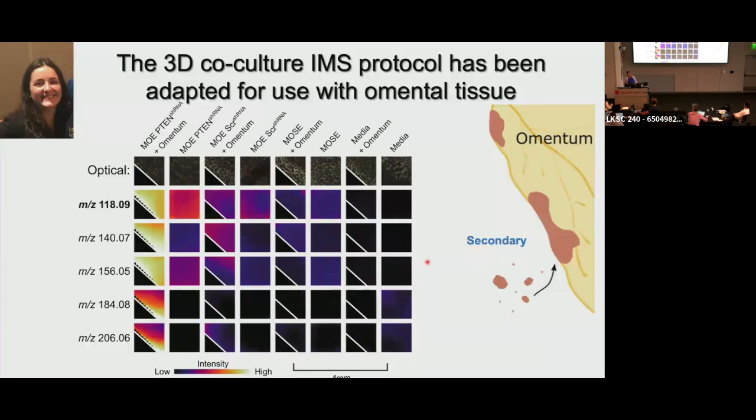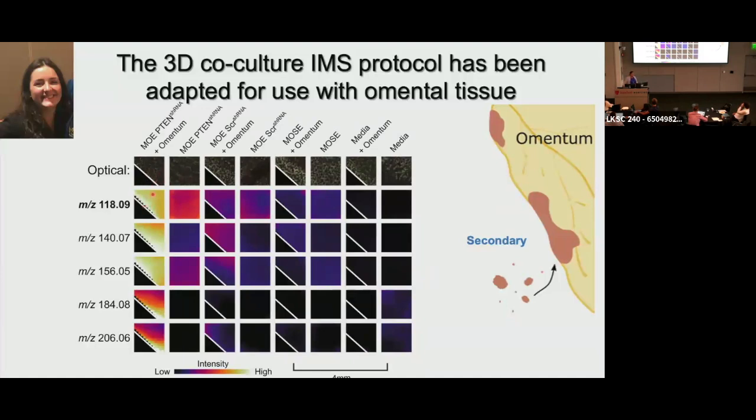I will say that each tissue does require some slight modification. So the omentum itself is quite fatty. So what we ended up doing is placing the omentum in the corner of these co-cultures and actually just cutting it off. So we're never measuring the omentum in these experiments because it basically does not dry in the same way that the ovaries did. But that's all fine and well.